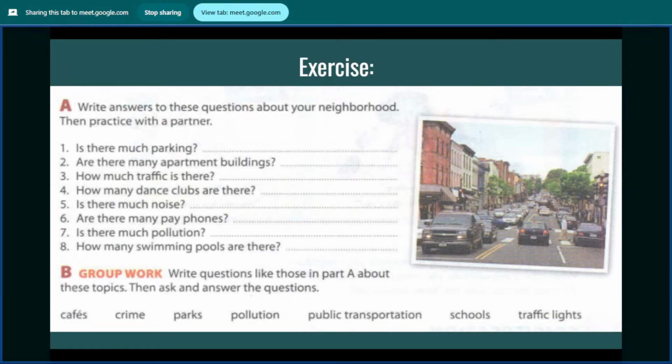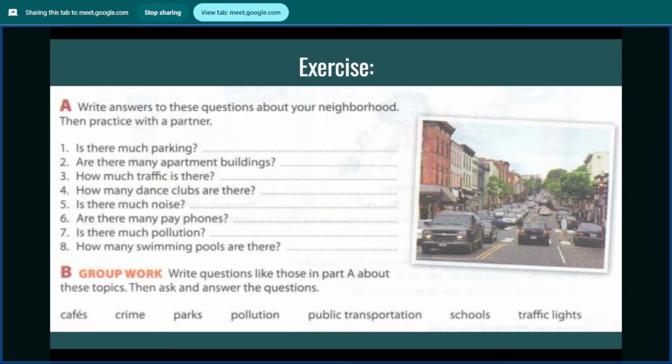Okay. For example, is there much parking? You will say no, there is not much, if there isn't any, or you will say no, there is none, or there is a lot of parking. That's how you will. Yes, there is a lot of parking. That's how you will say. Now observe if they are yes and no questions and do them accordingly.